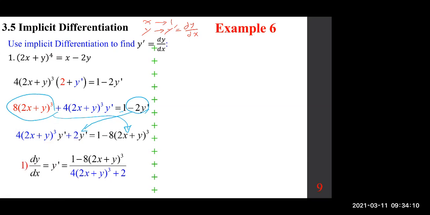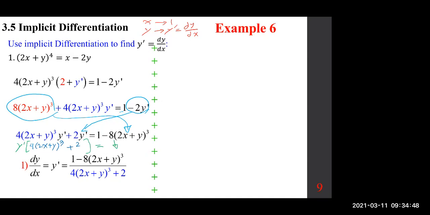So on the left side, y prime times, and here's the right-hand side. And I'm going to use a blue one. See, this one is 4 times 2x plus y cubed plus 2. So now divide the right side by the brackets and you're done. Okay, everybody? I hope you're comfortable with that.